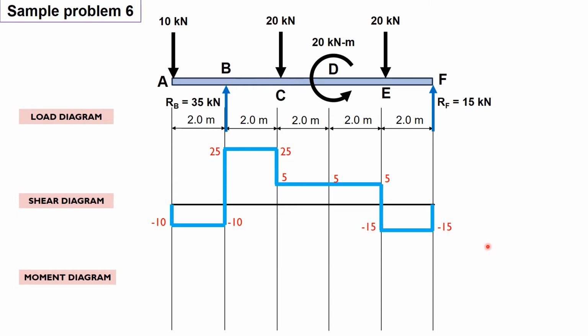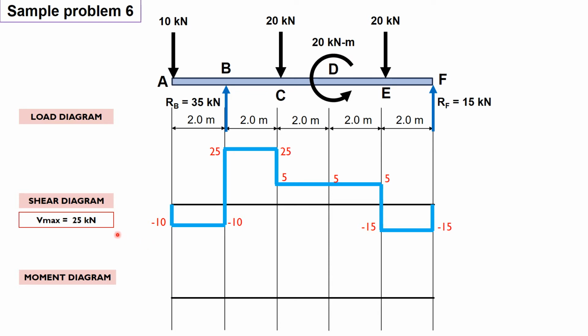Now, for the moment diagram, draw a layout. By the way, the maximum shear is 25 there. Then let us now draw the moment diagram. So here, what you will do is, you just compute for the area of the shear diagram in each segment to get the value of the moment.